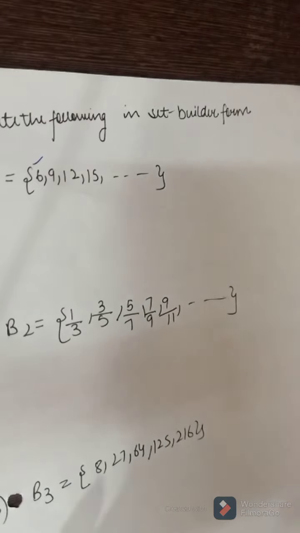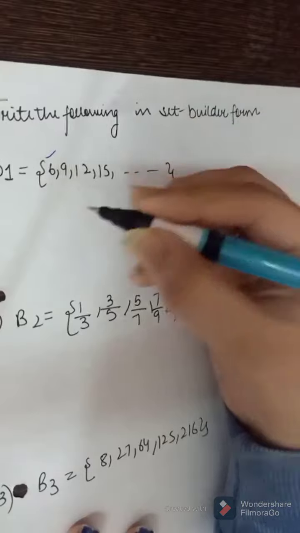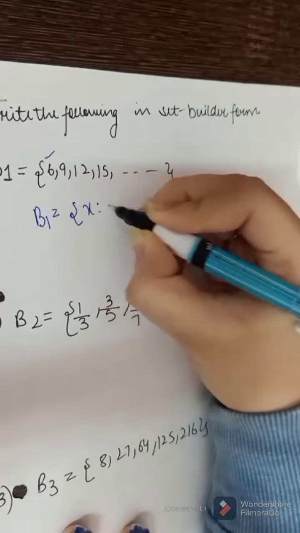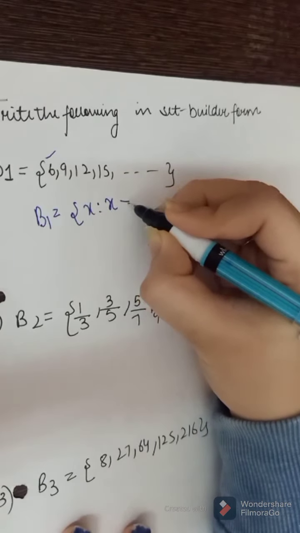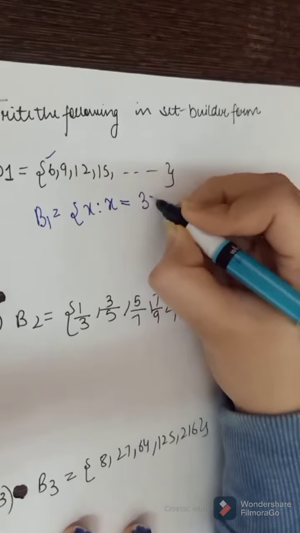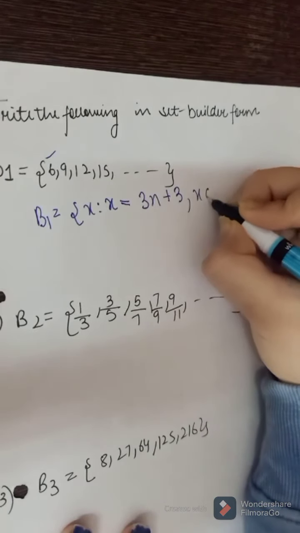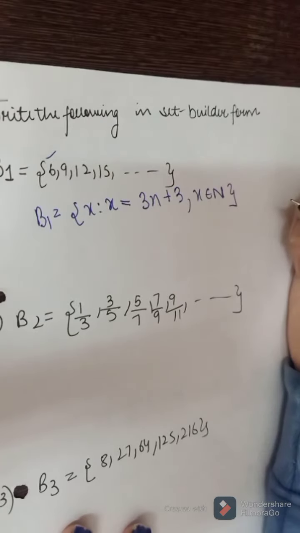We are going to write, now see, the n that will be there is natural numbers. Now B1 is equal to x such that x is equal to 3n plus 3, where n belongs to N. Now this N stands for the natural numbers.